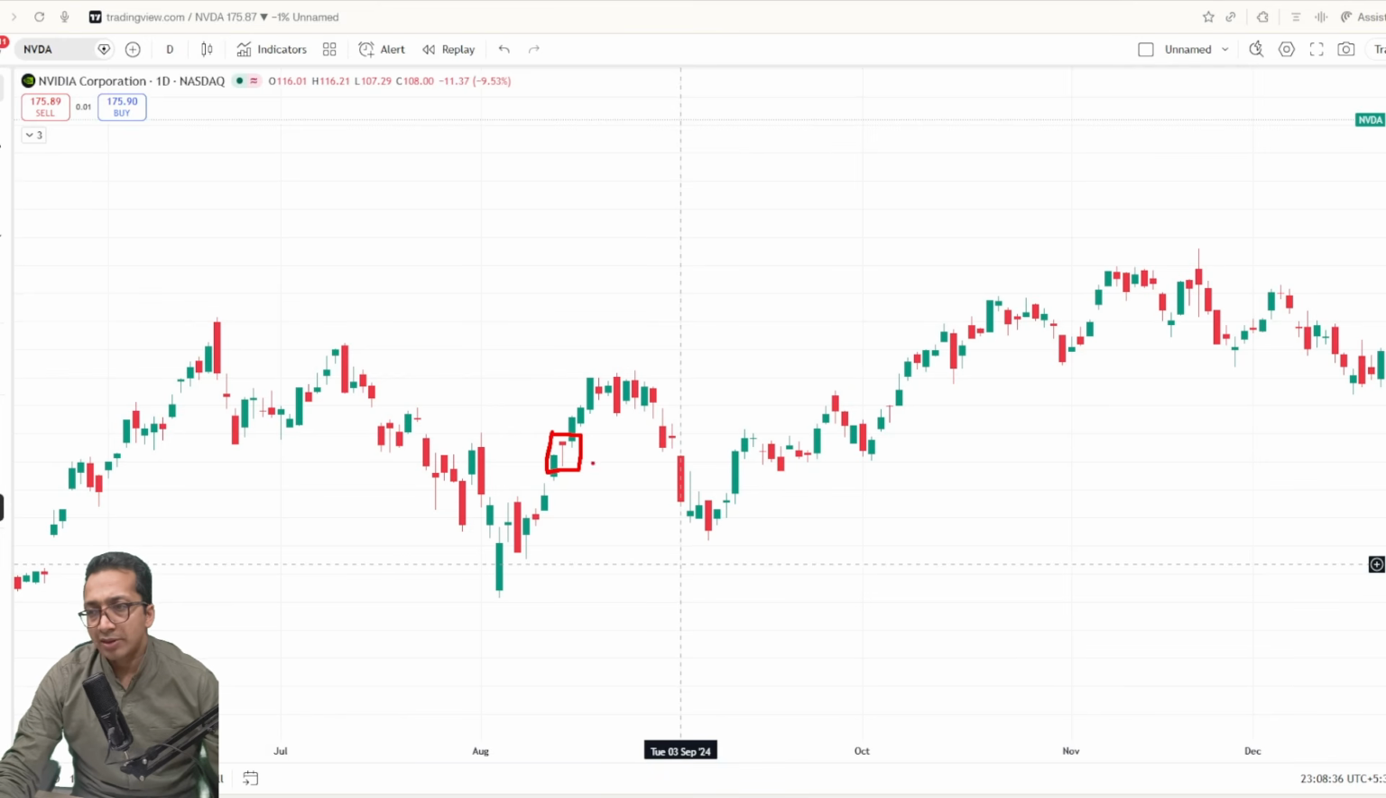Look here, this hammer. The market has the context where it is going up. Now a hammer has been formed in between. But look at the hammer.